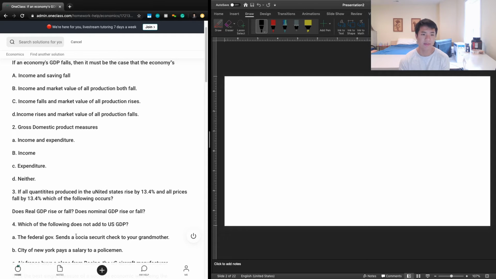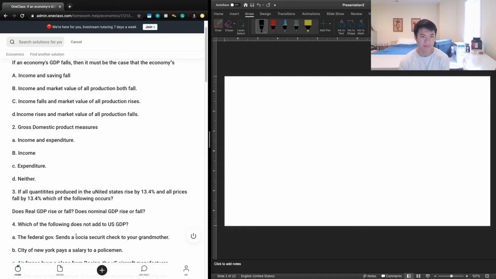C says income falls and the market value of all production rises. So here we see the reverse relationship that we saw in B, and we're not going to be keen on C, because if GDP falls, by definition, the market value of all production falls, because the market value of all production is the definition of GDP. And so we're not going to see C as a good answer choice.